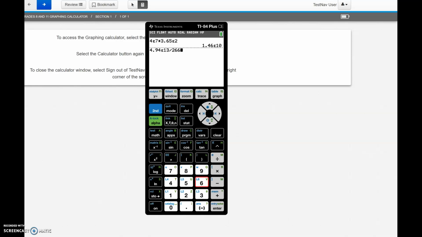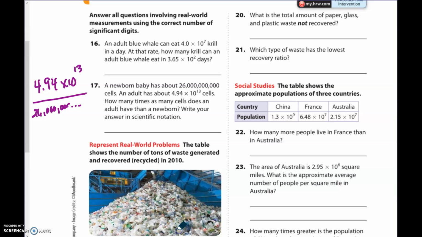26, one too many zeros in there, so I have to go back. Now I need to put in 3, 6, 9 zeros. 1, 2, 3, 4, 5, 6, 7, 8, 9, and hit enter. And there is our answer, 1.9 times 10 to the 3rd power. So remember, when you're writing that on paper, we can't do that E, so we have to go times 10 to the 3rd power. So as we go back to this, the answer came out to be 1.9 times 10 to the 3rd power.